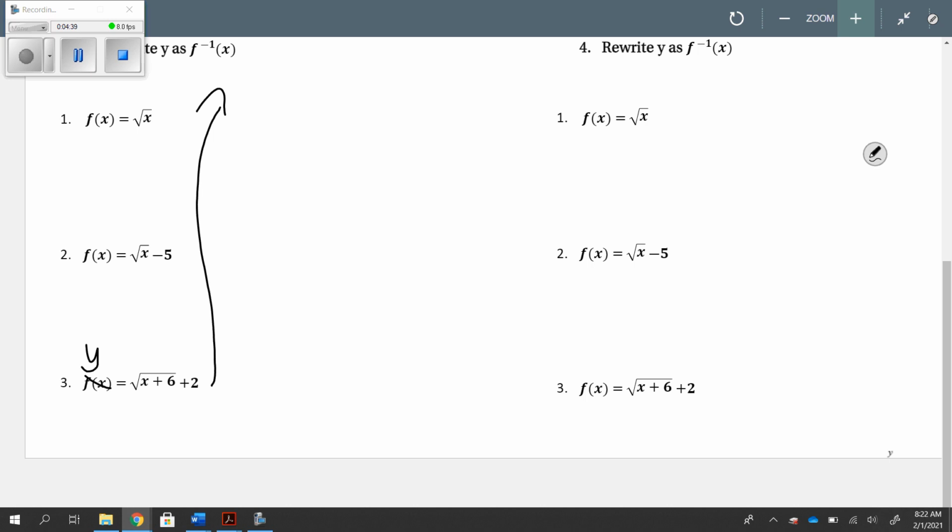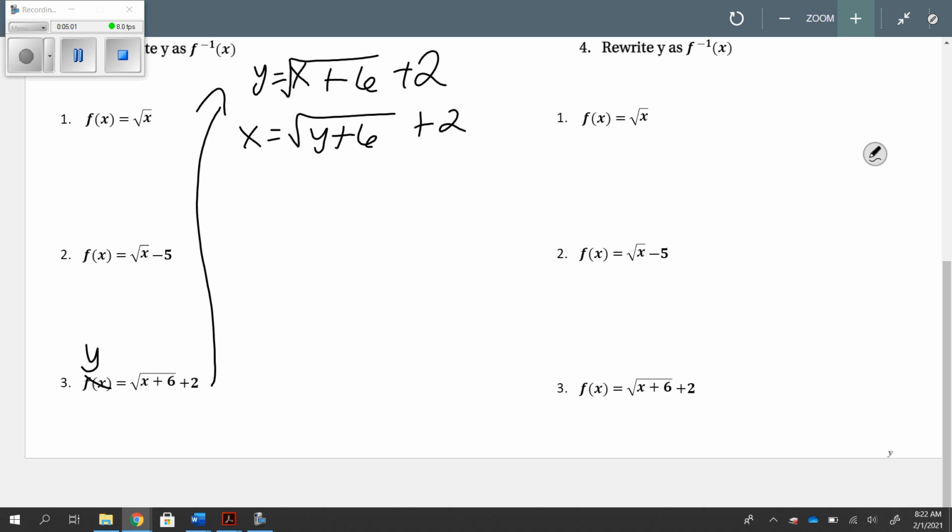All right, so we have y equals square root of x plus 6, and then on the outside we have plus 2. Again, switch x and y, so x equals square root of y plus 6, and then on the outside plus 2. Now we're going to solve for y, okay? So obviously first step, minus 2, x minus 2 equals the square root of y plus 6, okay?